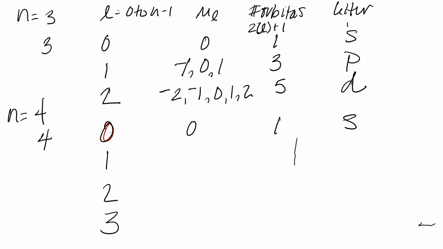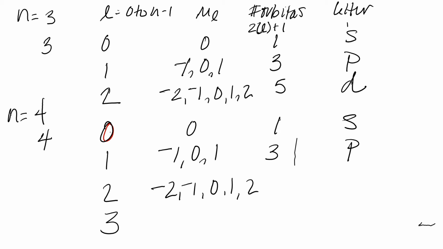If L equals 1, we have 3 orbitals, and we're in the P subshell, or the P orbitals. L equals 2, -2 to +2, 5 orbitals, which corresponds to D. And then finally, L equals 3. We have 7 orbitals, and we are in the F subshell.